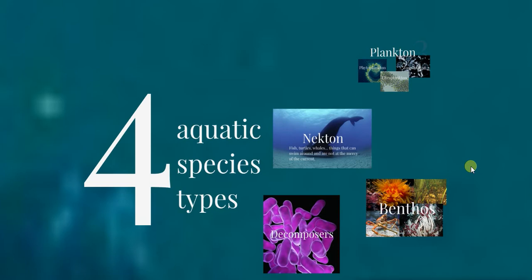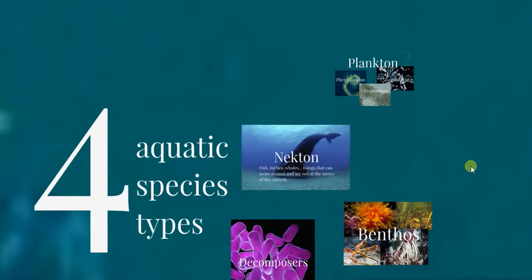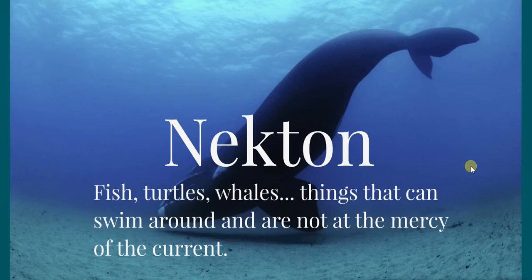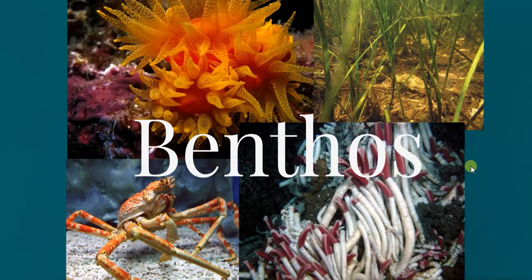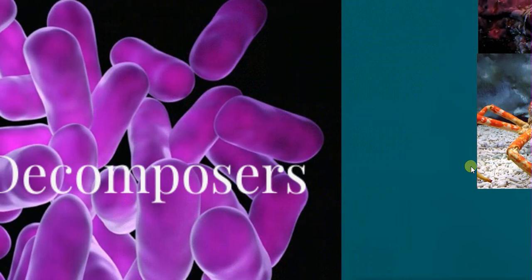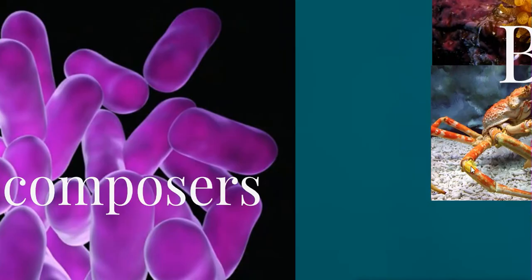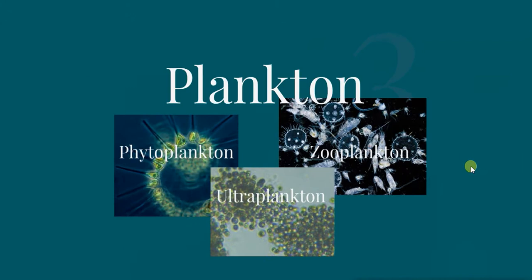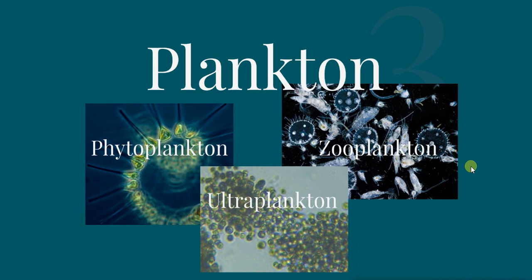So let's talk about different aquatic species in the first place. We've got 4 different types. We have plankton. I'll go back, so don't worry about it, but nekton, benthos, and a last one, which would be decomposers. Okay, so plankton is made up of 3 different types: ultraplankton, that's really, really small, phytoplankton, and zooplankton.